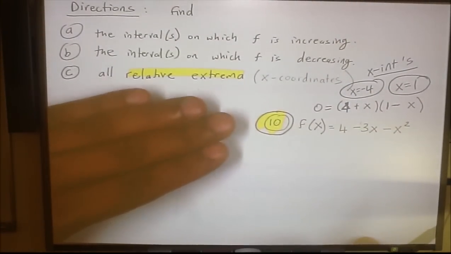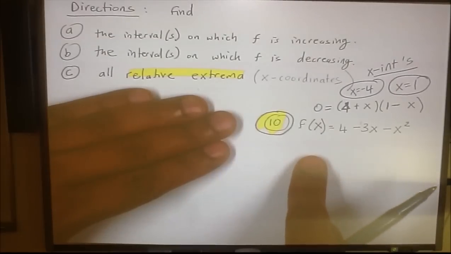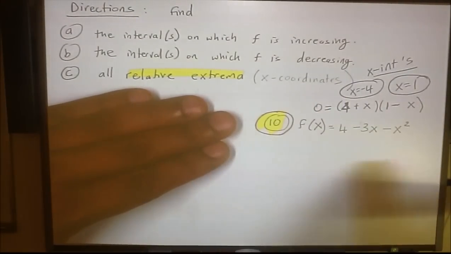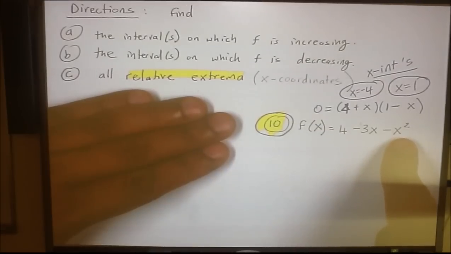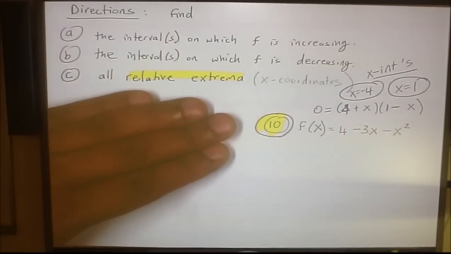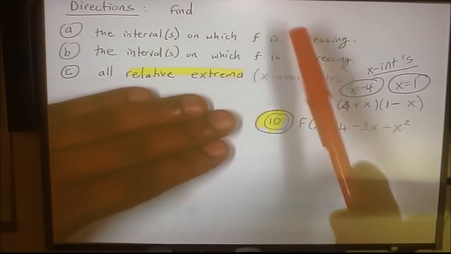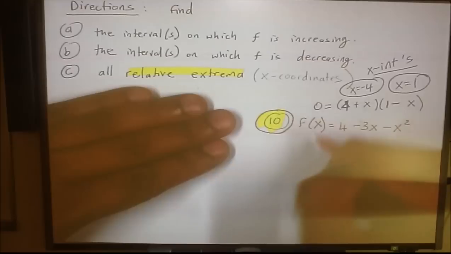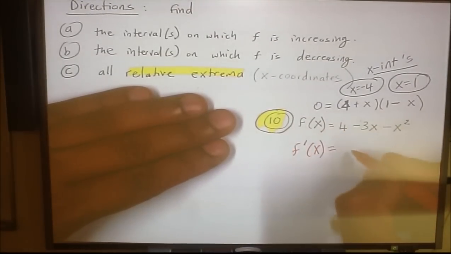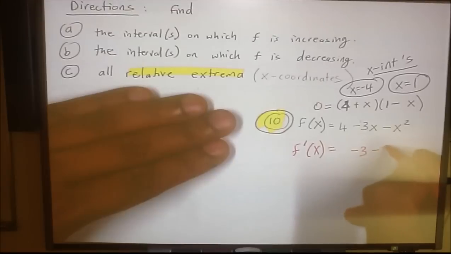So what calculus enables you to do is analyze functions that you already know, but in more detail. And it also enables you to calculate some of the same things, but faster. So when you're given a relative extrema increasing or decreasing question, step 1 is to take f and derive it. And when I do that, I get -3 minus 2x.